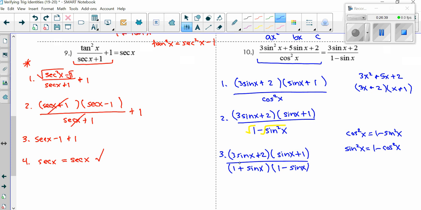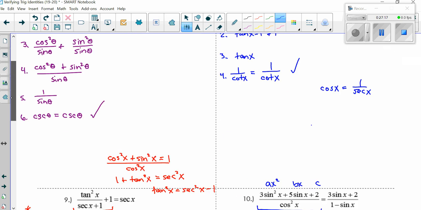Okay, and now after all of that manipulation, I can see that sine x plus 1 is the same as 1 plus sine x. Different order, but addition doesn't matter. So those cancel, leaving me with 3 sine x plus 2 over 1 minus sine x. And that's what I was trying to prove. So I'm going to rewrite this, and then I'm done.